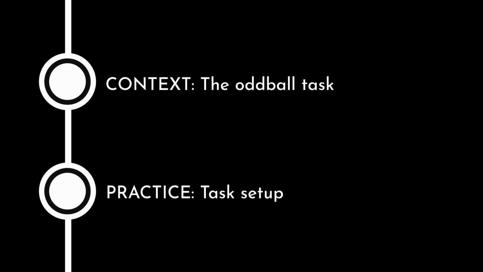While I will be focusing on the oddball, you should know that the peer app also lets you run various types of go-no-go experiments, and as far as the setup process is concerned, they should be fairly easy to set up once you know your way around the app. So without further ado, let's get started and take a closer look at the oddball task.